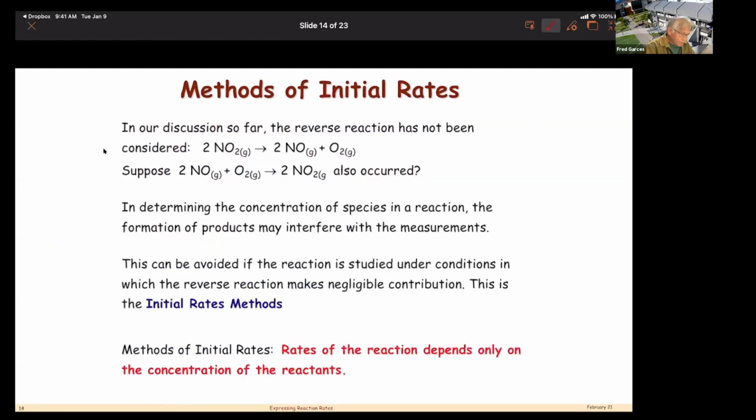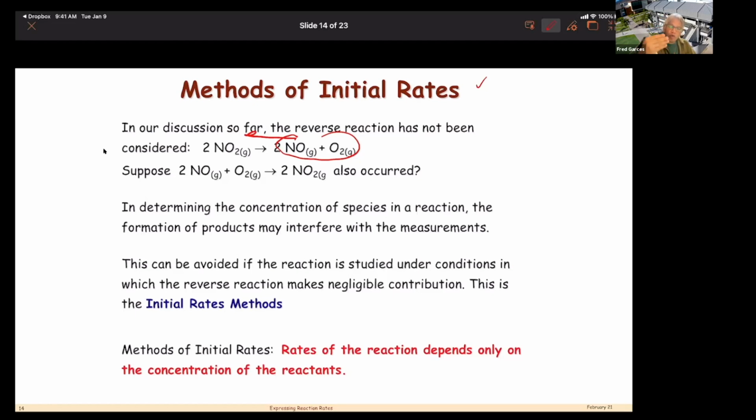Okay. So we're looking at NO2 going to NO and O2. And this is the reaction that we're going to be studying here for the method of initial rate. In determining the concentration of the species in a reaction, the formation of the product may interfere with the measurements. In other words, as this reaction progresses, you're going to produce products. But what happens is that the products may recombine and force this reaction to go backwards. That's the equilibrium. We don't want that complication.